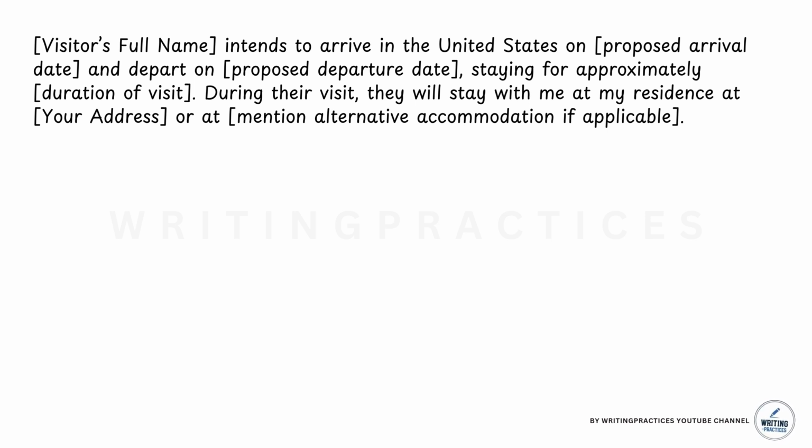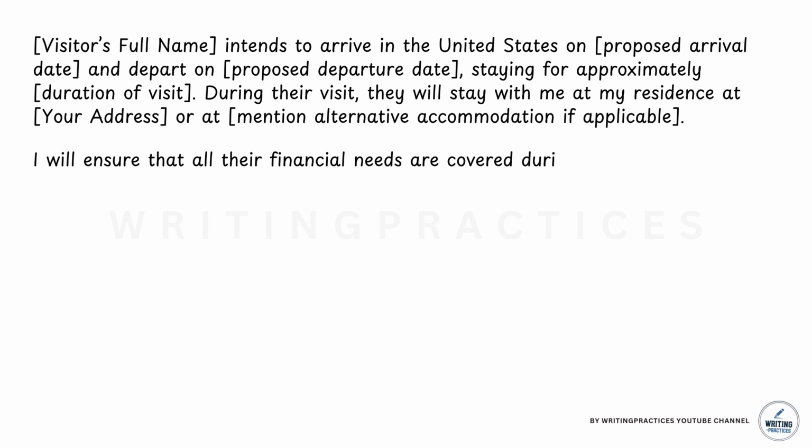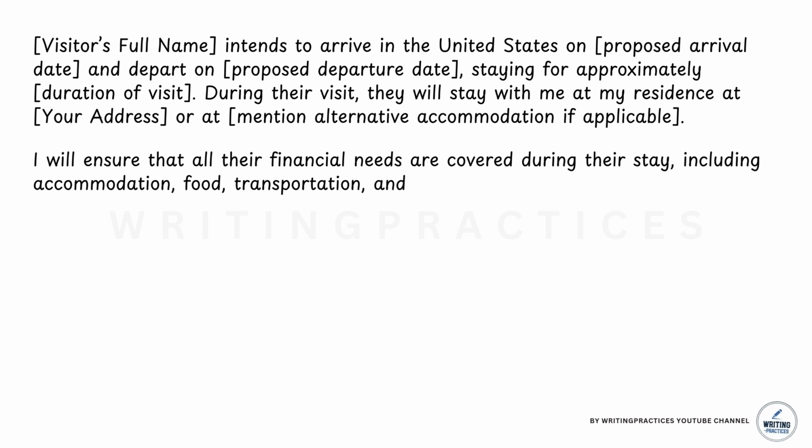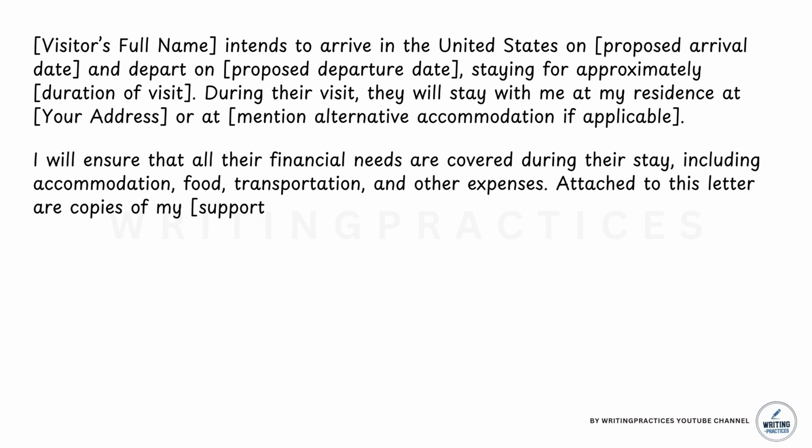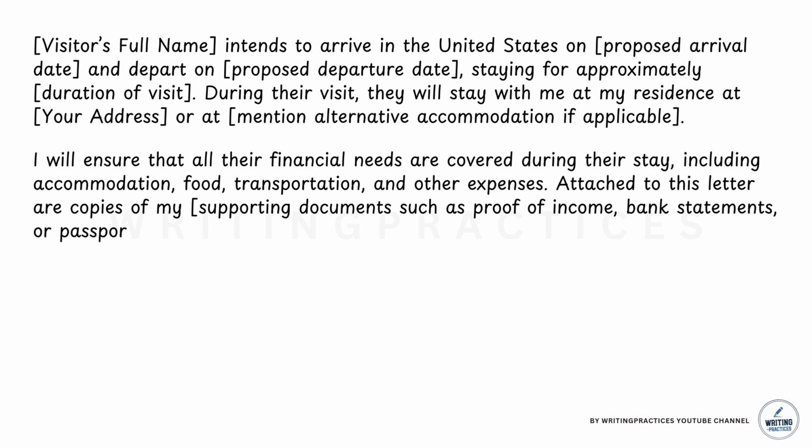Body paragraph 2. Financial responsibility. In this section, clarify who will be covering the visitor's expenses during their stay. For example, I will ensure that all their financial needs are covered during their stay, including accommodation, food, transportation, and other expenses. Attached to this letter are copies of my supporting documents, such as proof of income, bank statements, or passport and visa copy, if applicable, to confirm my ability to support their visit.